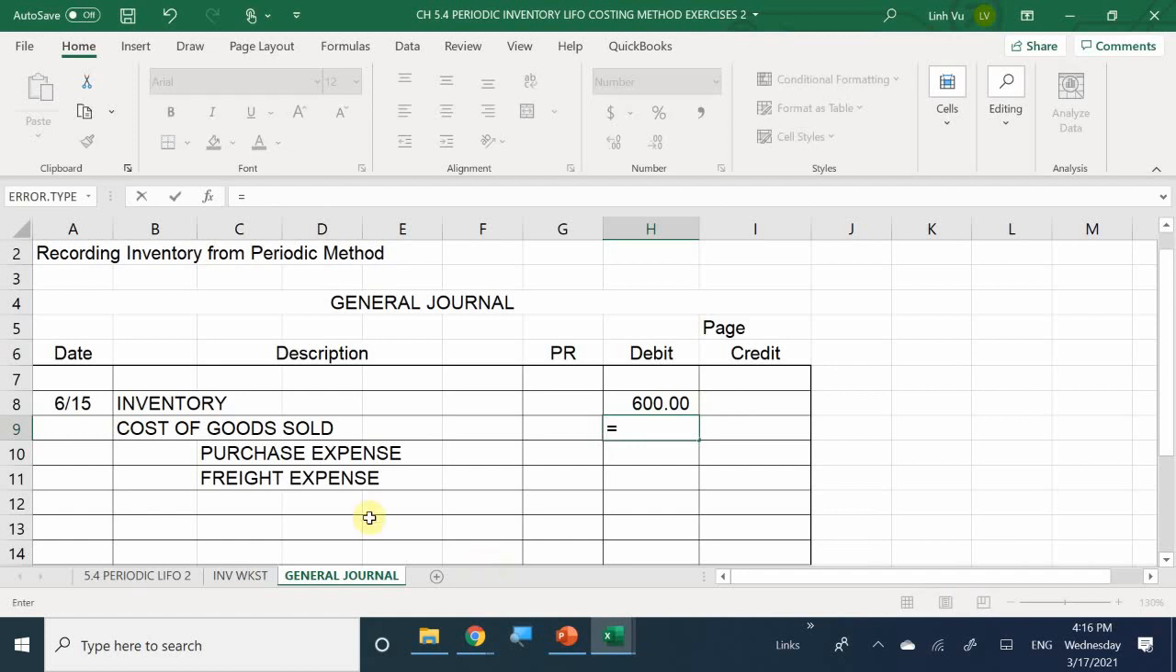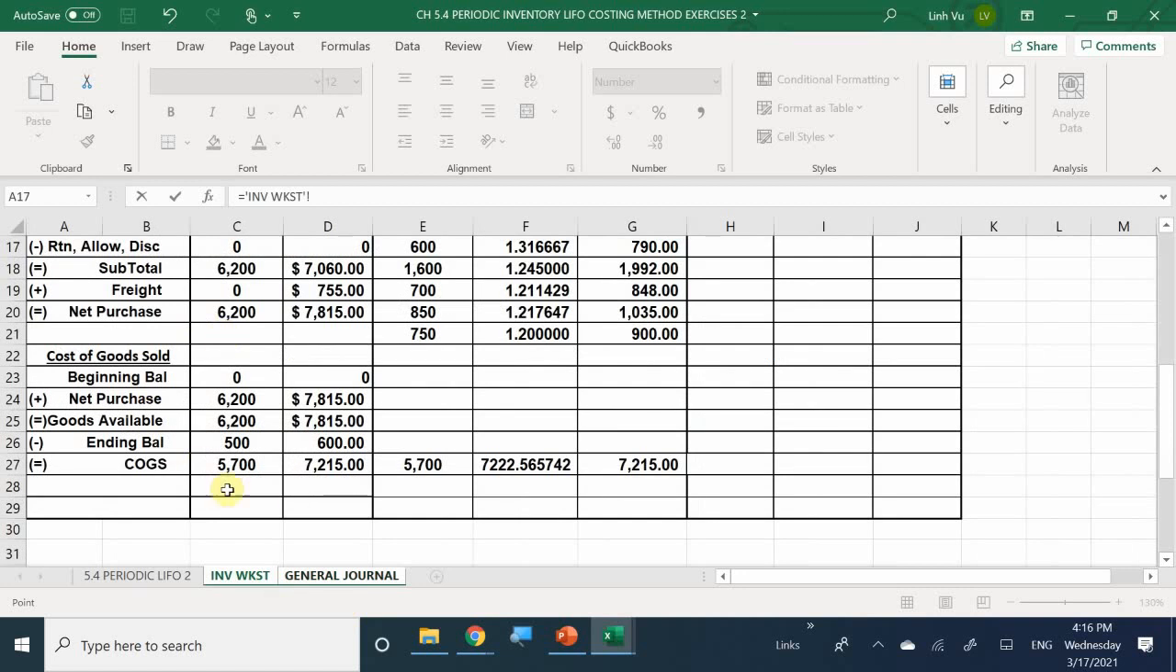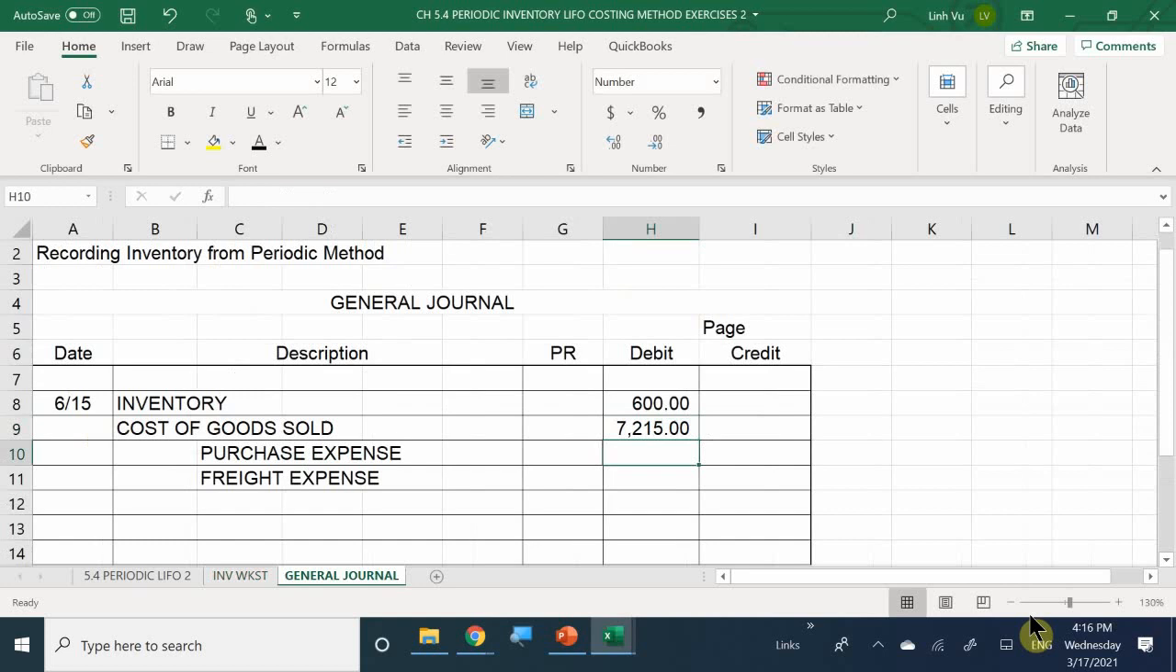Okay. So how much did I actually sell? What's the total value of the cost of goods sold? $7,215. Yes, 7,215. Come on, people, wake up.